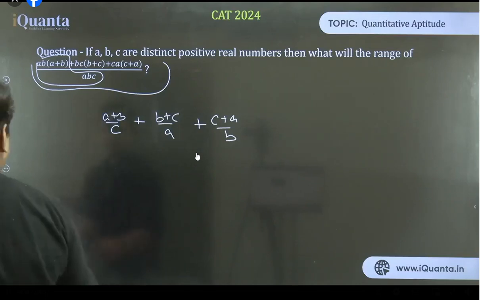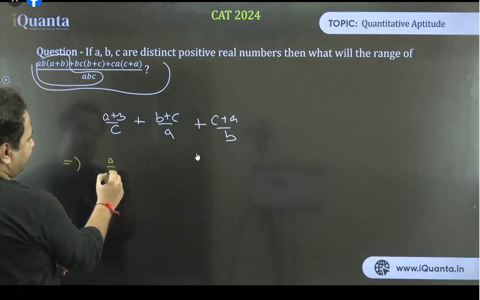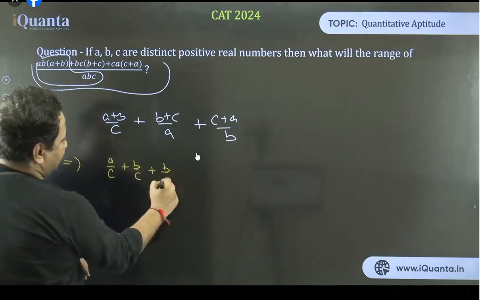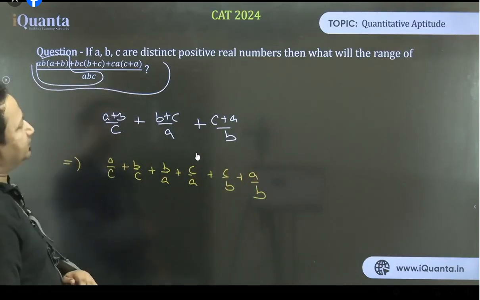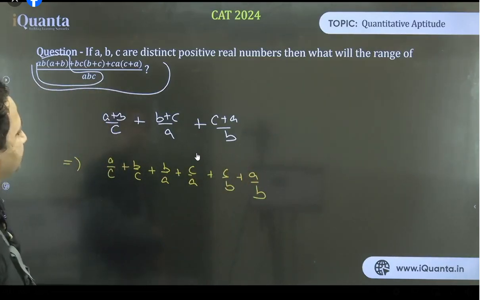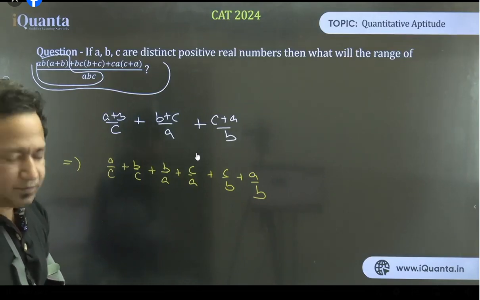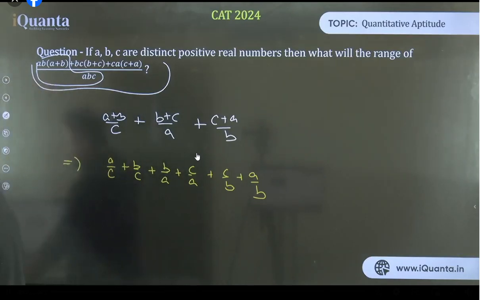What next? Let us break it more. So we have a by c plus b by c plus b by a plus c by a plus c by b plus a by b. Cool. Got it, everyone? What next? How many values do we have here?